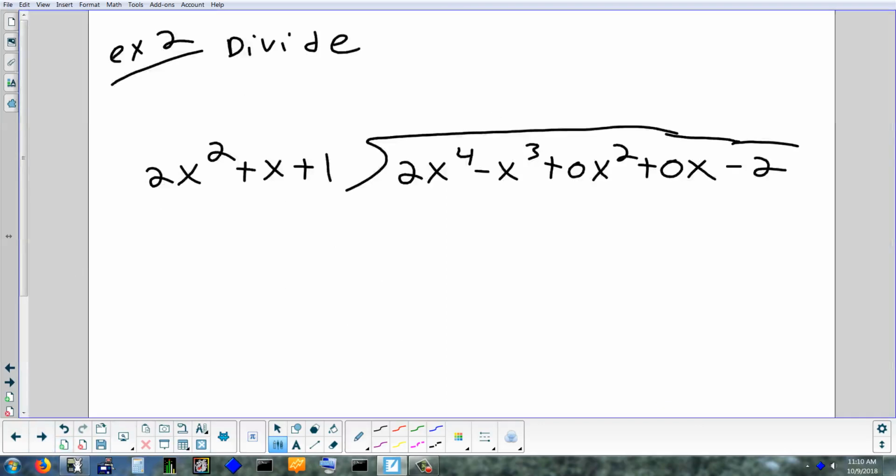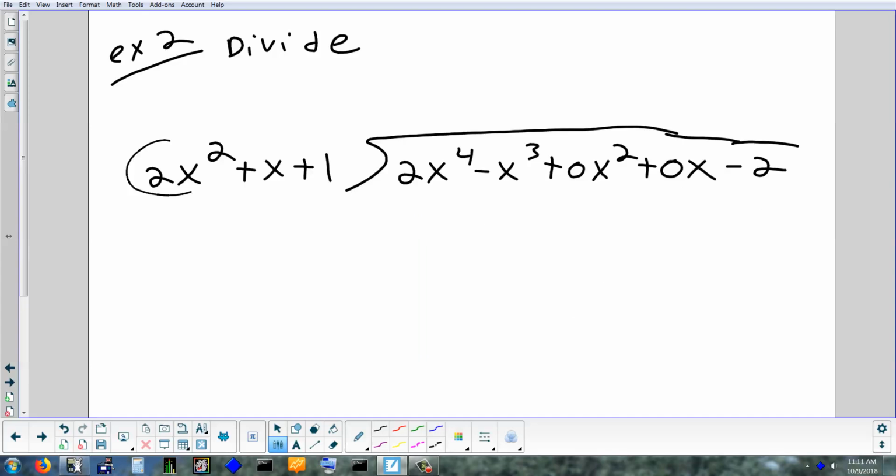So this time I've got 2x squared plus x plus 1 divided into 2x to the fourth minus x cubed plus 0x squared plus 0x minus 2. So it looks like on this one, they've already filled in the terms that were missing. The squared term was missing, and the linear term was missing. And if you're like, well, why do we even write them then? If they're 0, they don't really matter, right? Right, they don't really matter. But when we go through the problem, we have to keep things lined up in like terms. So what I've done is I've created a spot for everything that I could get. Cubes, squared, linear, constants. So we can keep everything lined up.